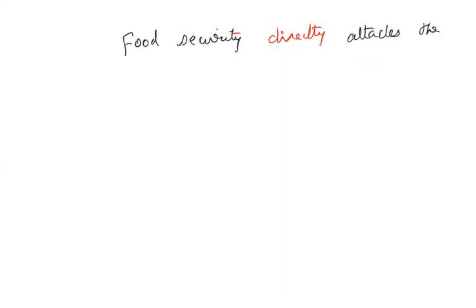We have checked this. What is nutritional absolute poverty? We know the meaning, isn't it? If they do not have a sufficient amount of money income to consume the required amount of calories in a day or a month, then automatically they are below the poverty line. So food security directly attacks the problem of poverty.